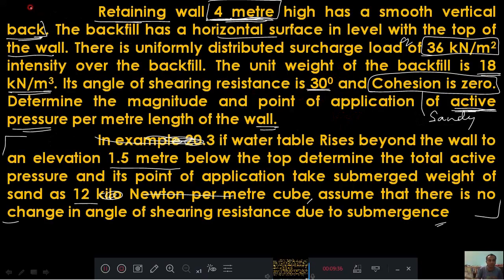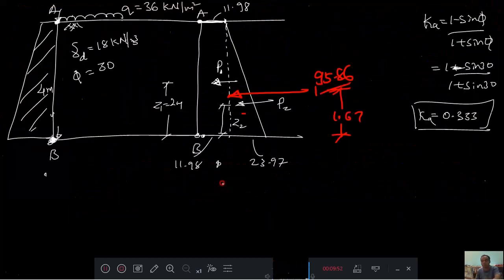Now come back to the problem. In this problem, the first half is over. The second half says that if the water table rises behind the wall to an elevation 1.5 meter below the top, therefore this is the top. Below the top means here. If a water table is here, then this is 1.5 meter. If it is 1.5 meter below the top, the remaining will be 2.5 meter. If this is the case, what is the active earth pressure they are asking? We'll draw the new diagram and solve the problem.